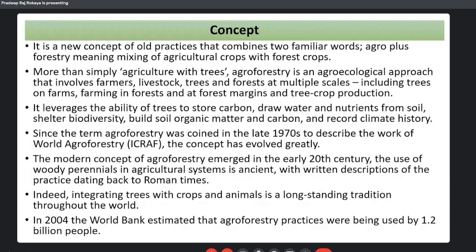To describe the work of agroforestry, the concept of world agroforestry evolved greatly. The ICRAF, International Centre for Research in Agroforestry.